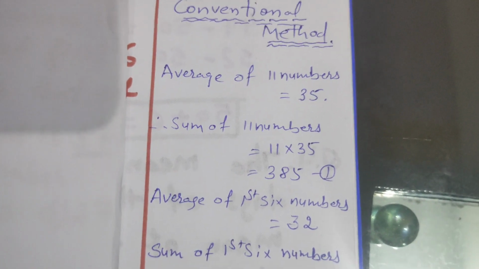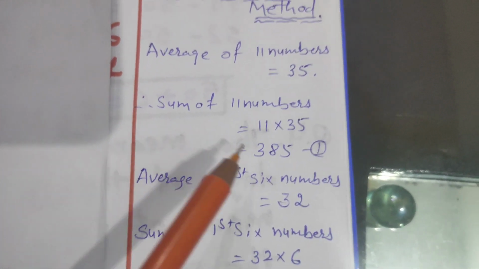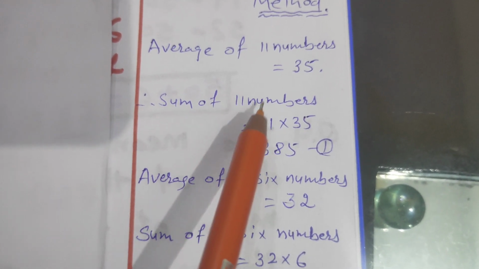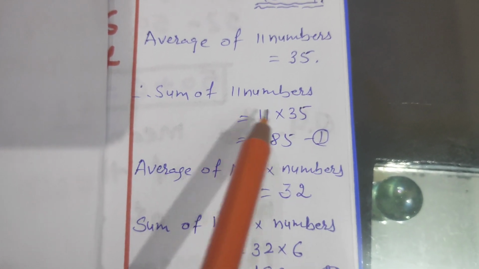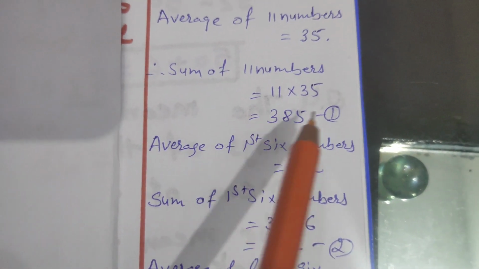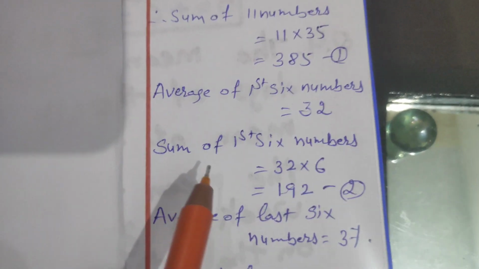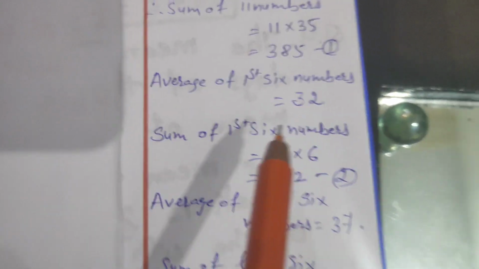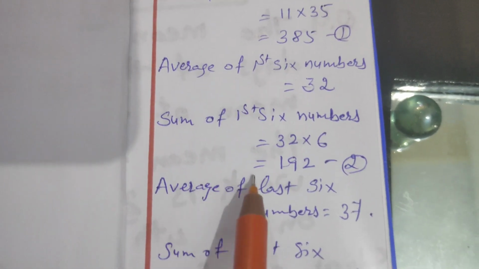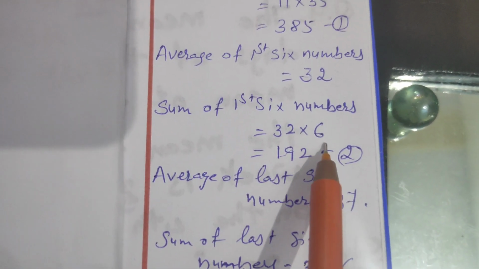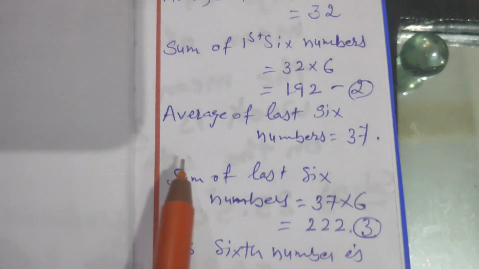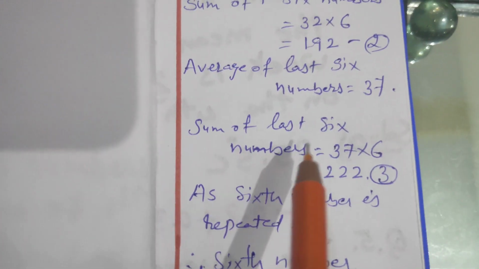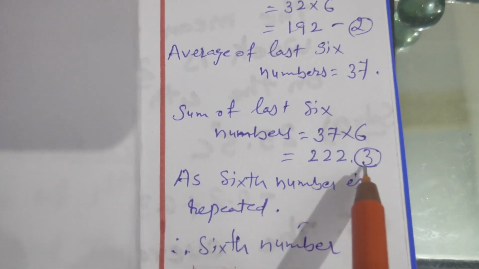What we do, average of 11 numbers as given is 35. So first of all we find the sum of 11 numbers by 11 into 35, which comes to 385. Now average of first 6 numbers is also given, so we write down the average of first 6 numbers as 32. Then the sum of the first 6 will come by multiplying by 6, that is 192. Then average of last 6 numbers is given as 37, so the sum of the last 6 numbers will be 37 multiplied by 6, 222.